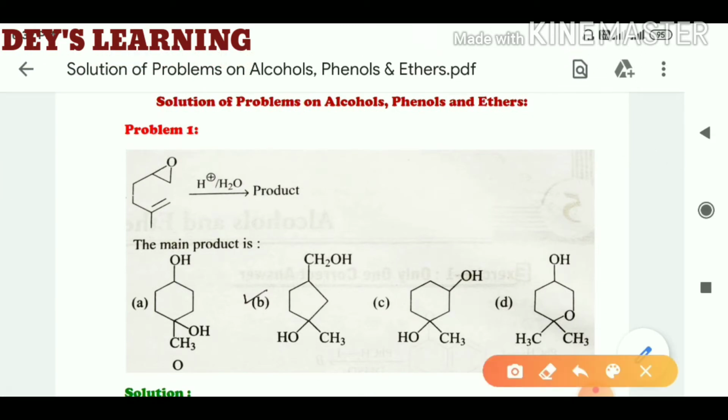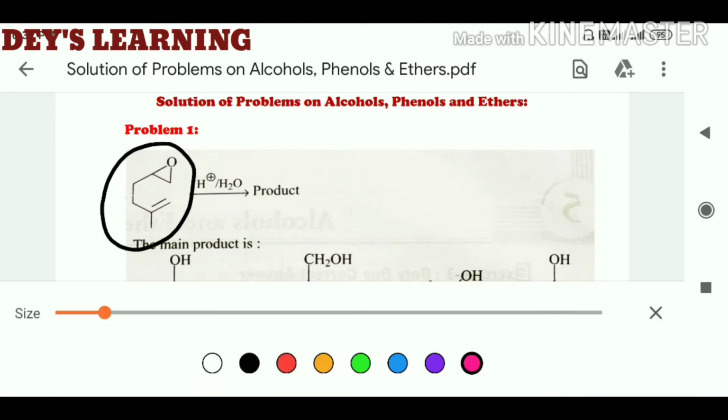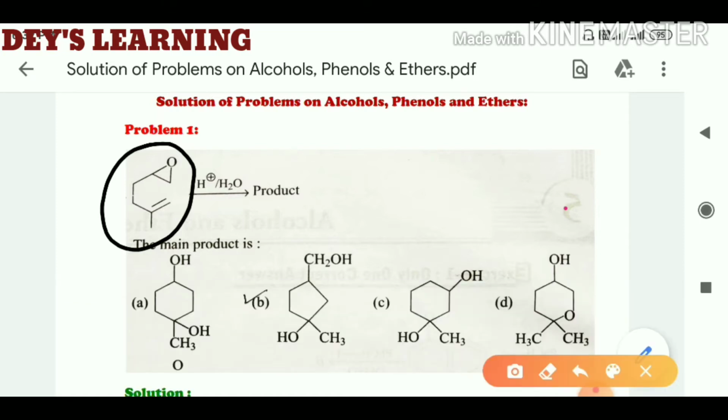This is our first problem. In the first problem, one epoxide molecule is given, which contains a double bond, and on hydrolysis of this compound will give the major product. Of course, our question is which one will be the major product out of the given four options. So this is our problem.